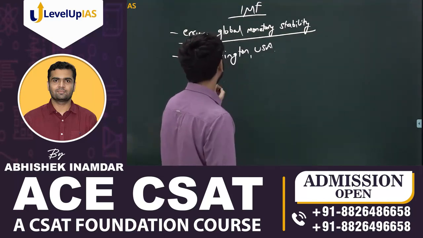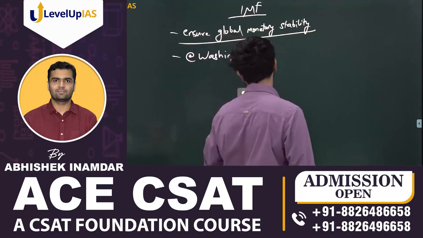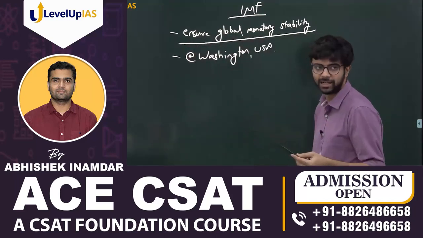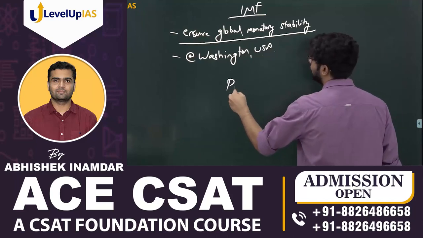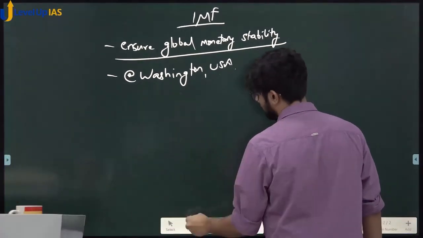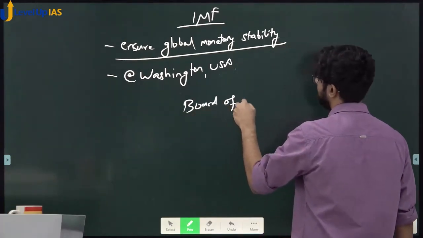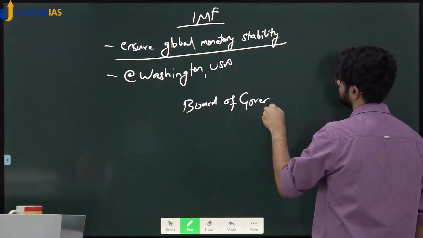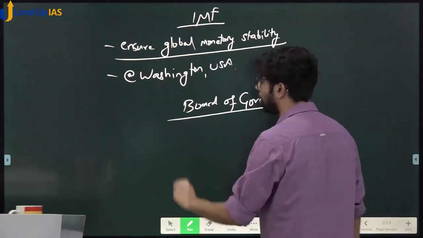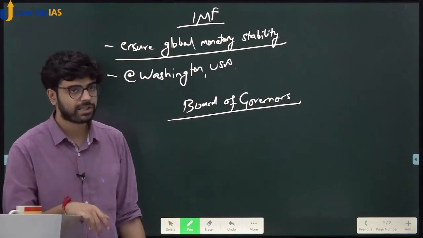Head kaun hai? Who is the head of IMF? So there is a managing director of IMF. There is a managing director, but the main power is associated with a body, meaning the Board of Governors. Theek hai, Board of Governors. Board of Governors have the main power. Board of Governors is the highest decision making body.